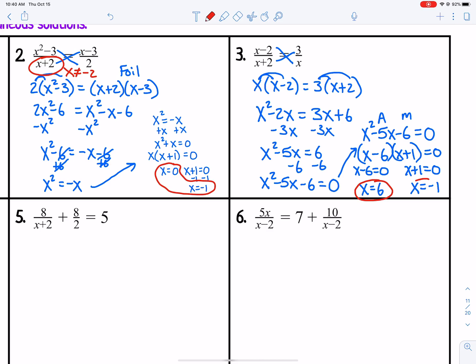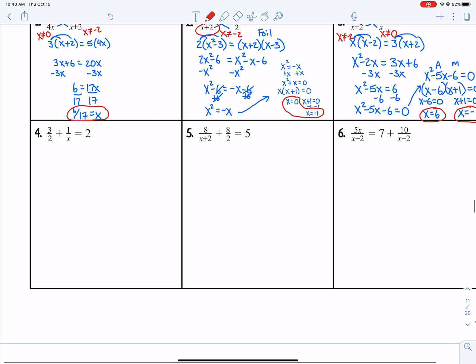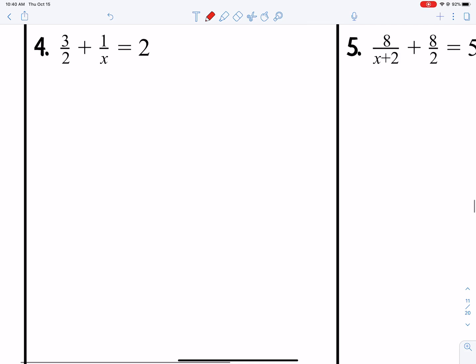So we'll circle those and then check for extraneous solutions. Those are just checking that your restrictions don't interfere with your solution. So x cannot equal 0 on the right, and x cannot equal -2 on the left. But neither of those was a solution I came up with. So I have checked my answer. All right, let's look at number 4.